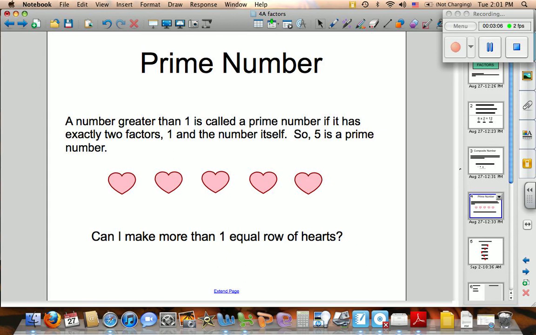Another example of a prime number is 7. Think about that for a second. What can you multiply to get 7? Well, we can multiply 1 times 7. Are there any other numbers that we can multiply to get 7? No. So since 1 and itself, the number 7, are the only factors, then it is called a prime number.